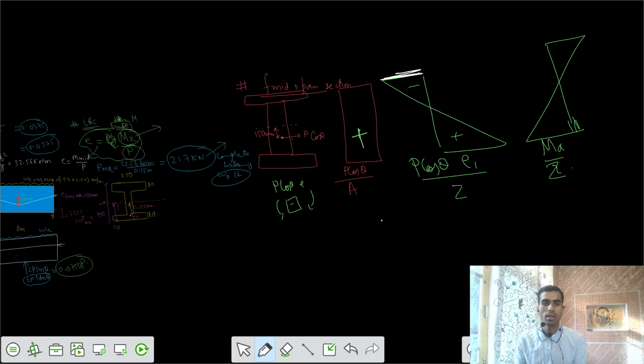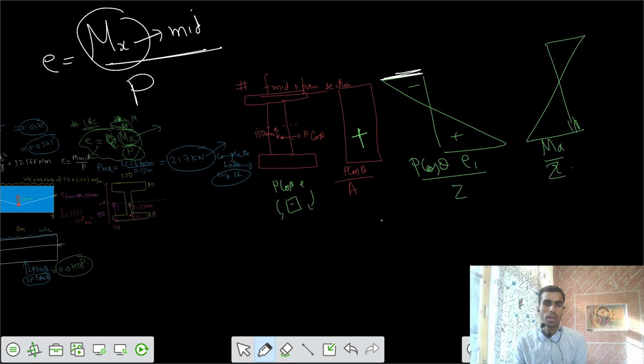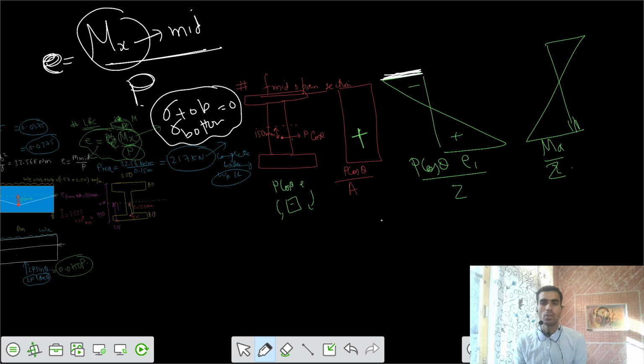Because we have completely balanced those external moments at the midspan by that value of P at some eccentricity e, the stresses at top equal the stresses at bottom equal 0 because of those individual effects. So I have completely nullified this effect. If I solve this part and this part, I want to see what the value comes out to be equal to.